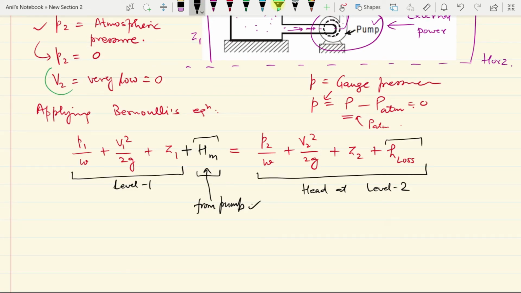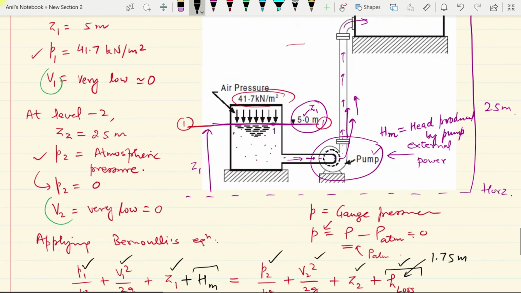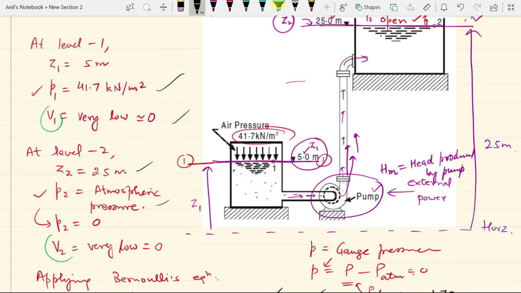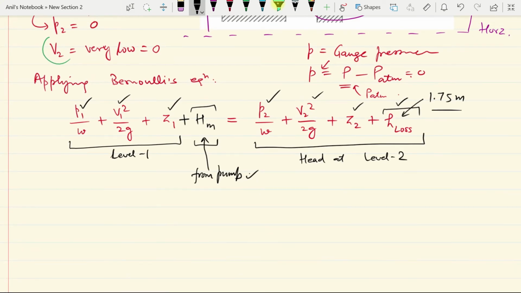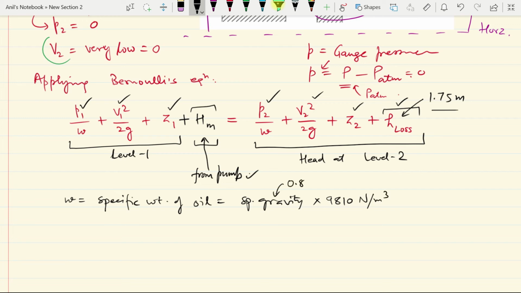We know V1, Z1, V2, Z2 and head loss. So head loss is 1.75 meters. It is given in the statement here. The rest of the things are also known. Now here all the data are available. Head loss is 1.75 meters and W, which is specific weight of oil, can be given by specific gravity of oil into unit weight of water, which is 9810 newtons per meter cube, and specific gravity is given as 0.85 in the statement. So it will be 0.85 into 9810 newtons per meter cube.